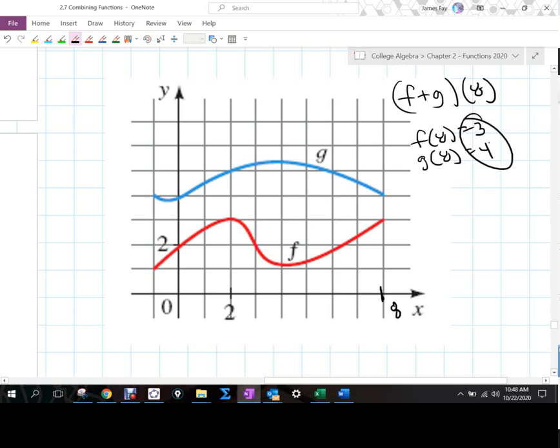What do I do with those two values to find f plus g at 8? Add them together, right? Okay, do that. Do whatever algebra is there. If they say add them, multiply them, divide them, whatever. Okay, does that make sense?